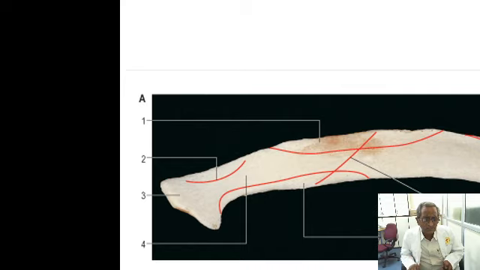Now on the inferior aspect we have the attachment of the erector spinae towards the head, and then the serratus posterior inferior, and then the external oblique. So external oblique, serratus posterior inferior, and erector spinae. These are the three muscles attached to the lower border of the 12th rib.